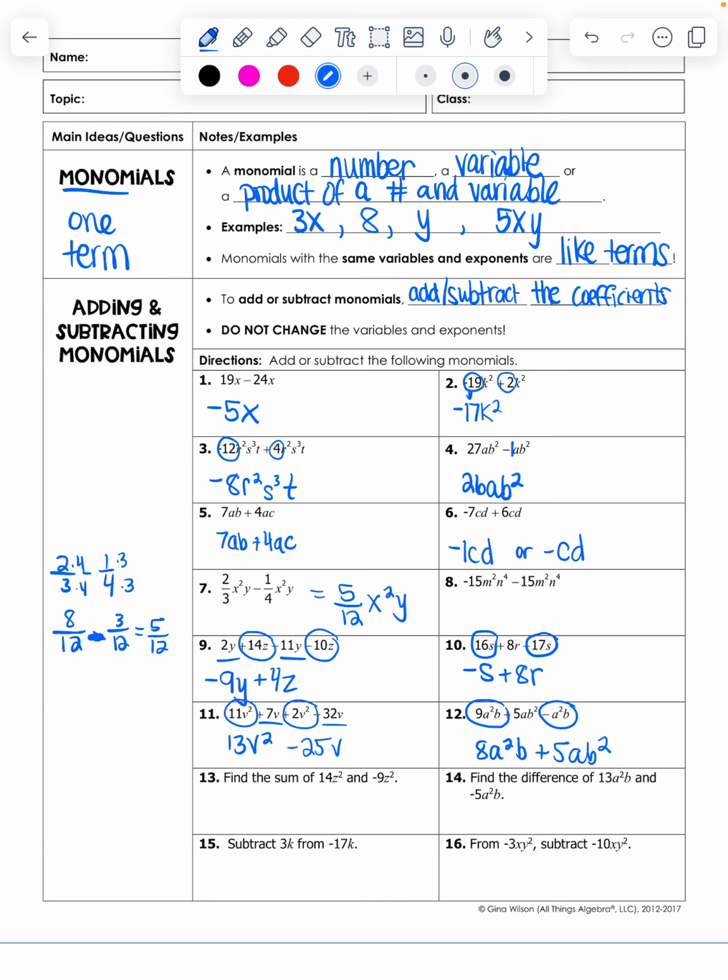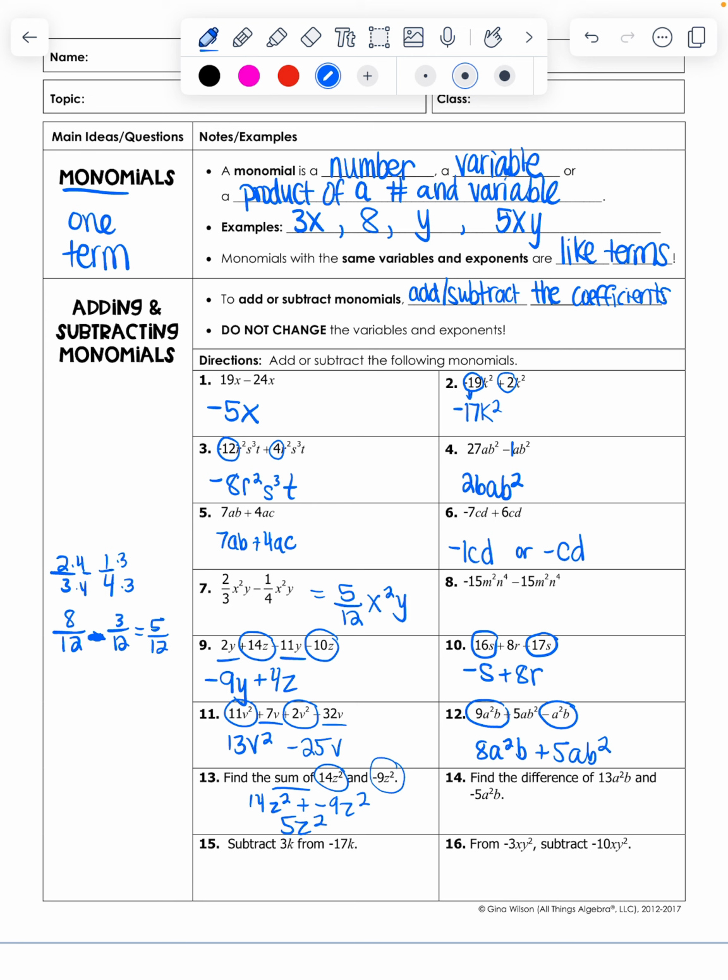Then we've got some little word problems. Find the sum. That just means take these two things and add them together. 14z squared plus negative 9z squared. 14 plus negative 9 is basically just going to be 5z squared.